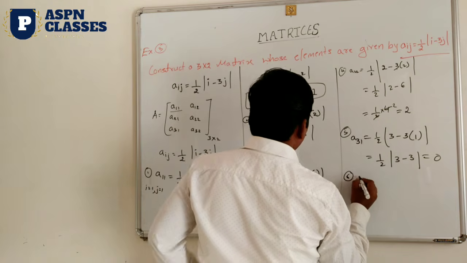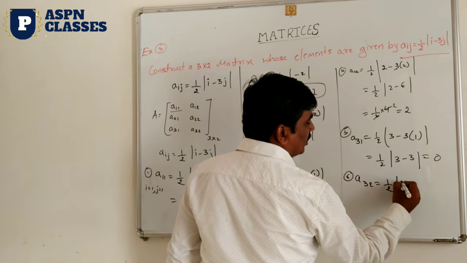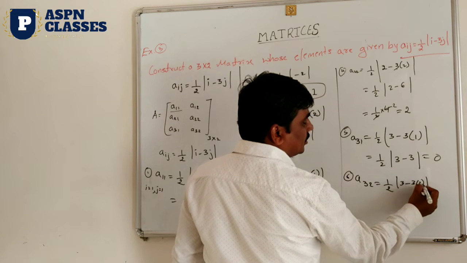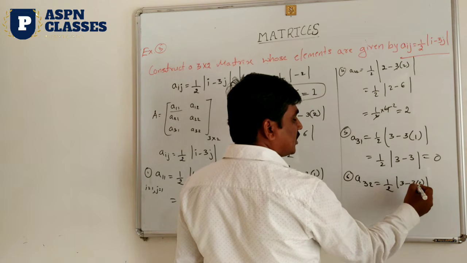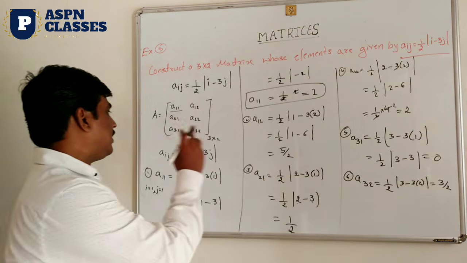And the last one is what? A32. A32 means 1 by 2, i value is 3 and j value is 2. And 3 into 2 is 6. 3 minus 6 is minus 3, modulus 3. The final answer is 3 by 2.